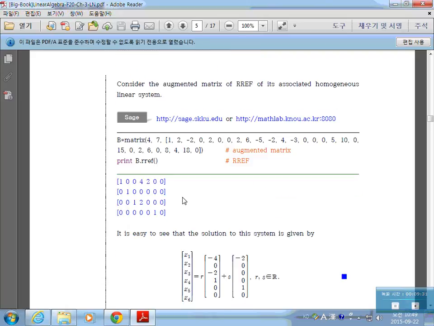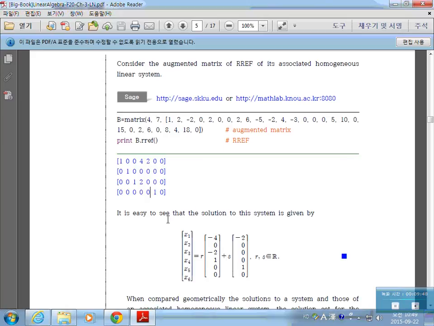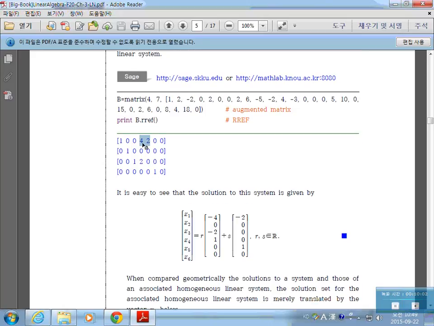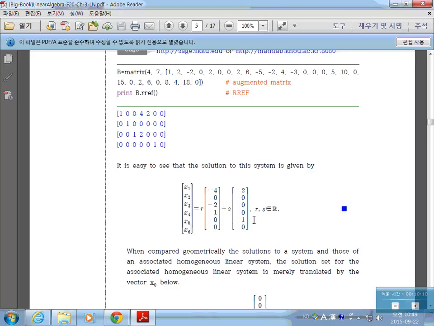But similarly, we only think about the homogeneous linear system of equations and its corresponding augmented matrix, and then find the RREF like this. Then from here, we can easily find the solution for this homogeneous linear system of equations, which is very simple. All you have to do is just put the free variables r and s, and then write all the other xi's in terms of r and s like this. So it can be in this way.